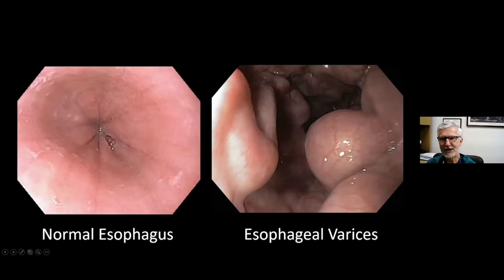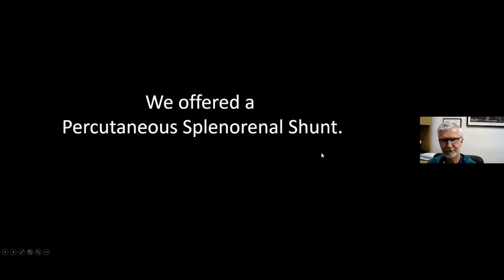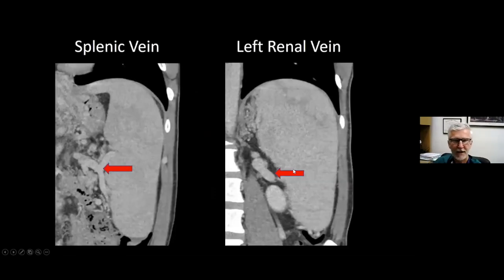This patient had extensive esophageal varices. On endoscopy, we have these giant esophageal varices that you can see here. We offer this patient a percutaneous splenorenal shunt. Here's how we did it. On CT, we were able to see in the splenic hilum, luckily, a little bit of the splenic vein was still patent. You can see it here.